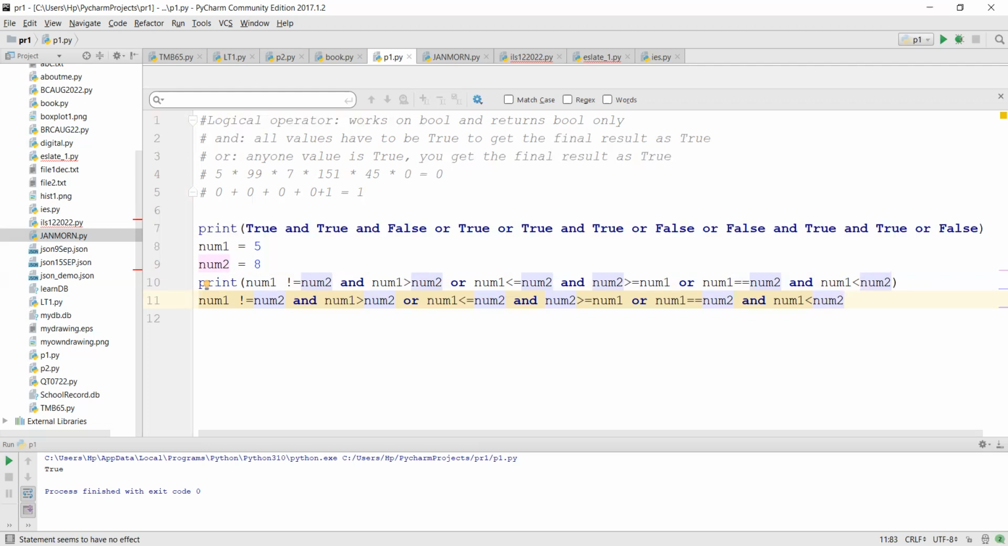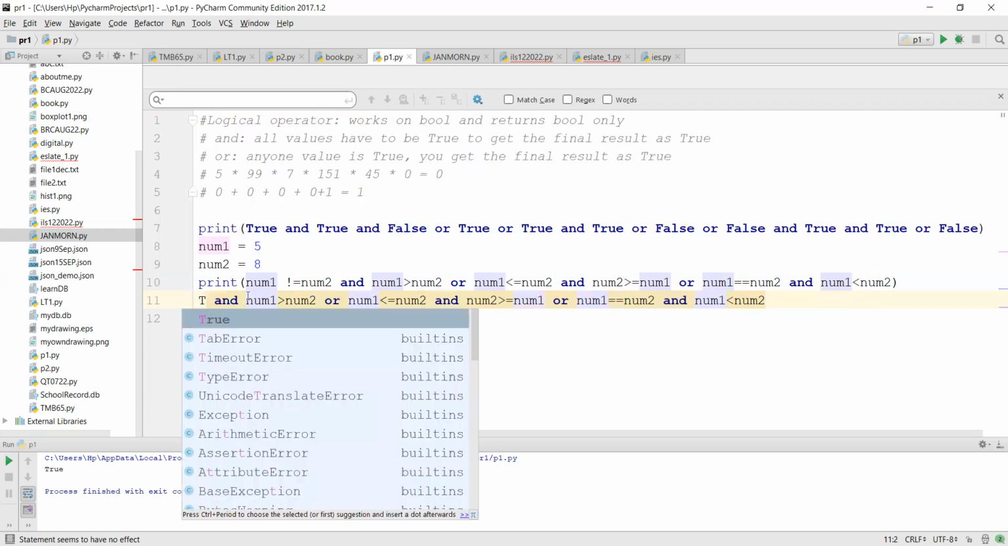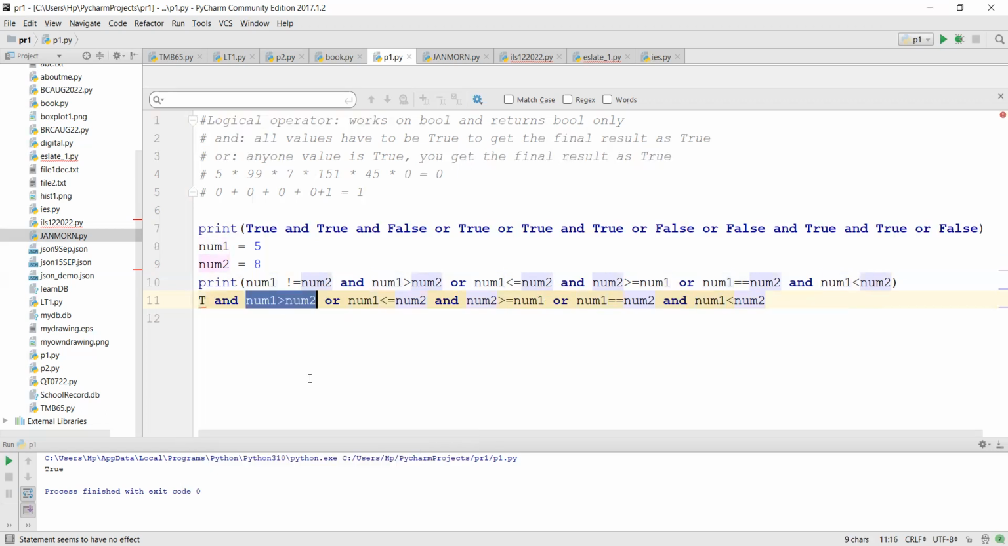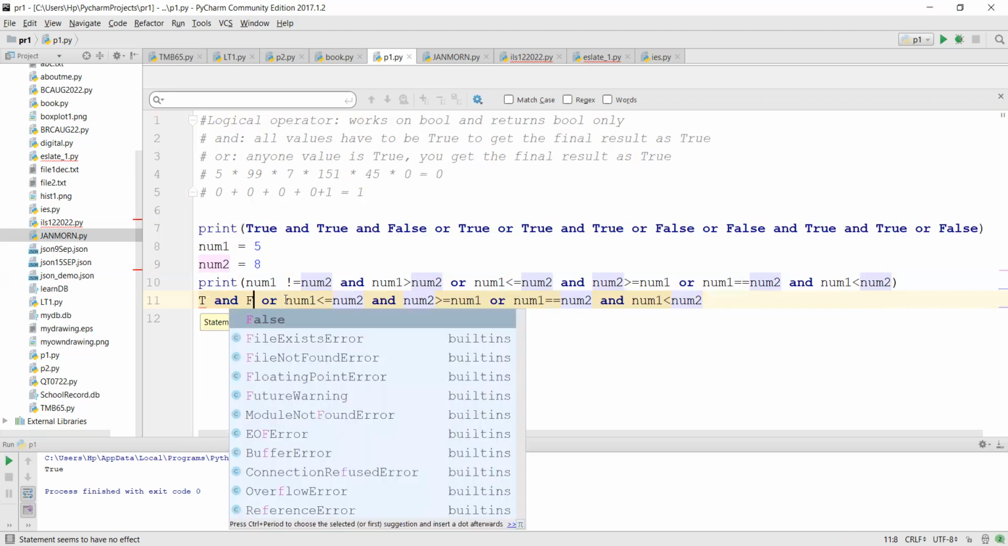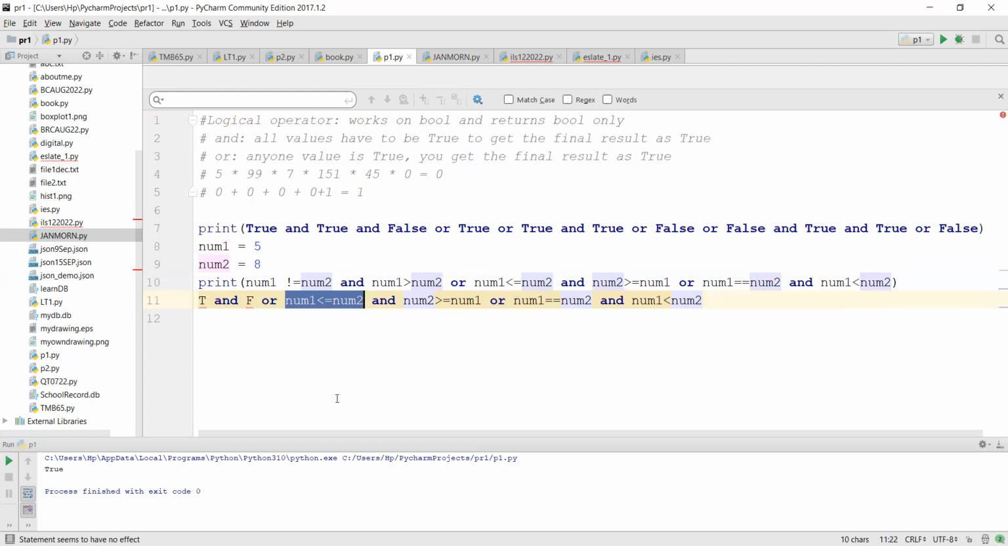Now let's see. Num1 not equal to num2. True. Num1 greater than num2. False. Num1 less than or equal to num2. True. Num2 greater than num1. It's true. Yes, 8 is greater than 5, correct?